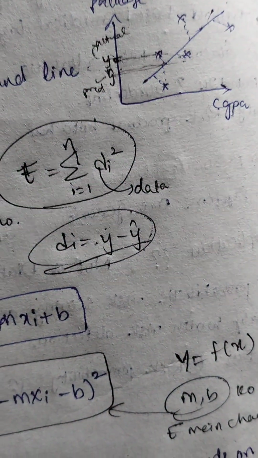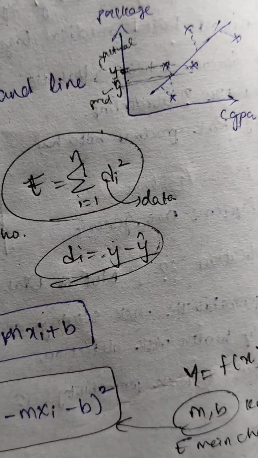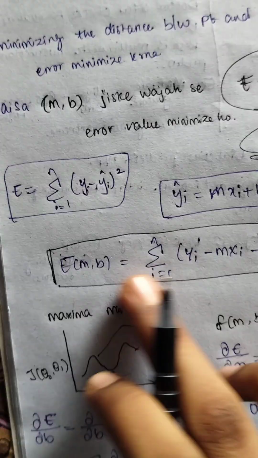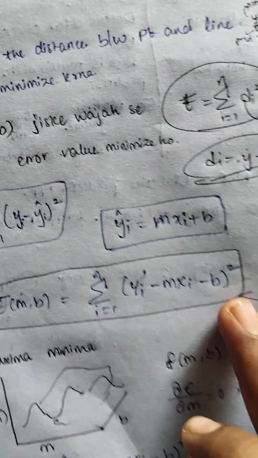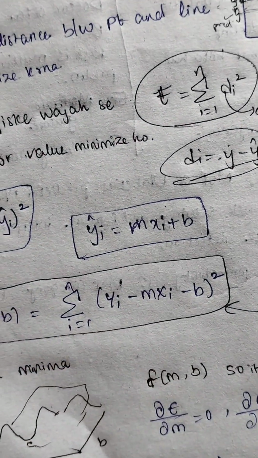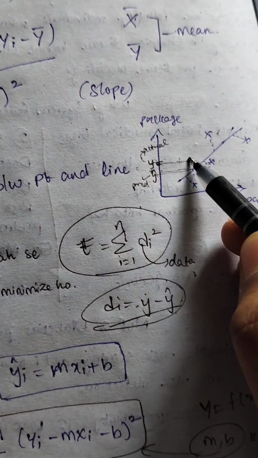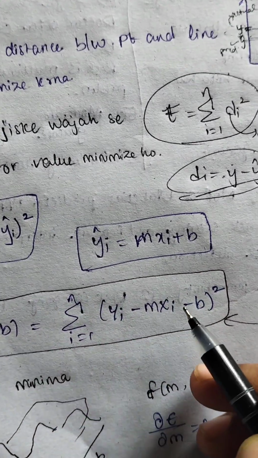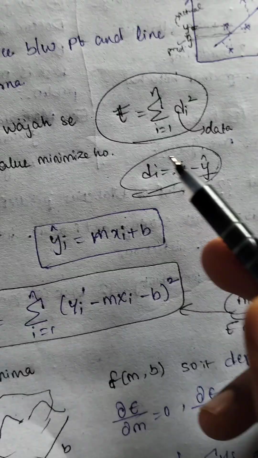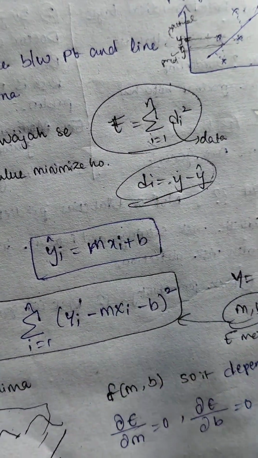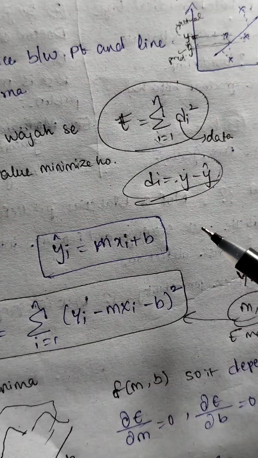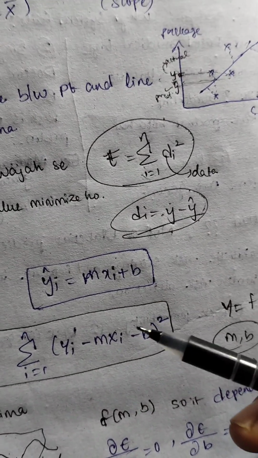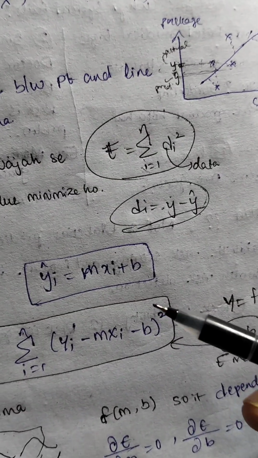Now, to measure the total error of all points, we create something called the cost function. The cost function can be written like this. This is the cost function. What this means is, for every data point we calculate the prediction, subtract the actual value from it, and square the error. See, we have squared the error and add all the errors together. Squaring is important because errors become positive, and larger errors get more penalty.